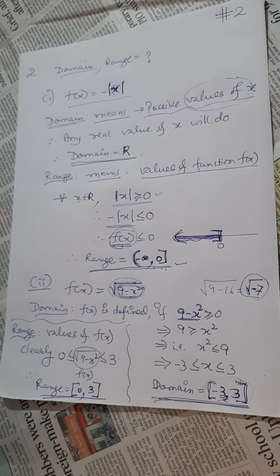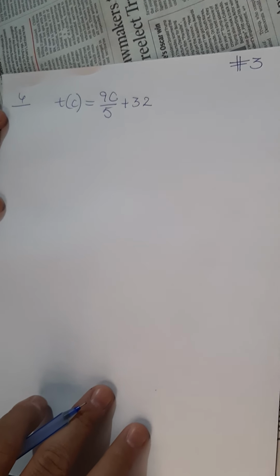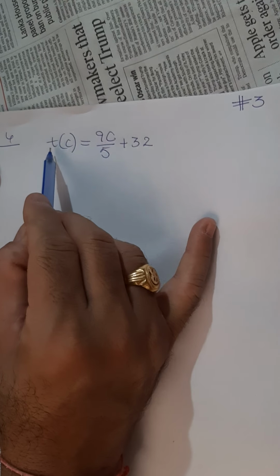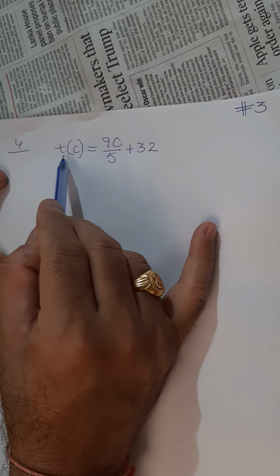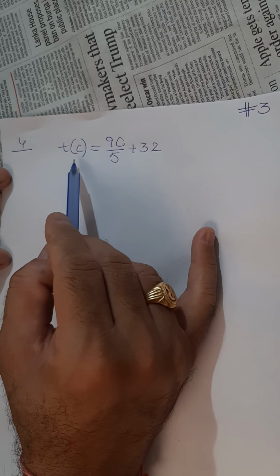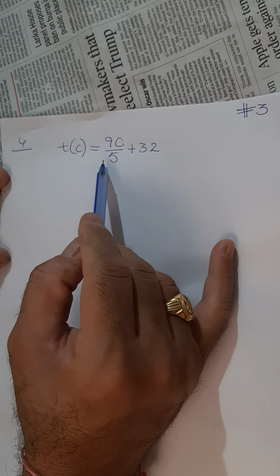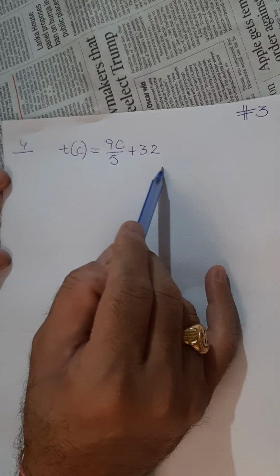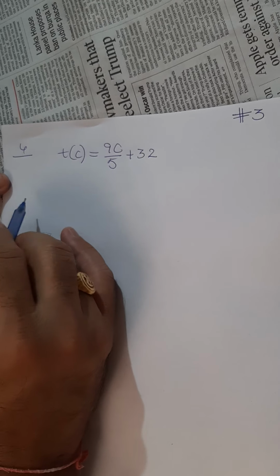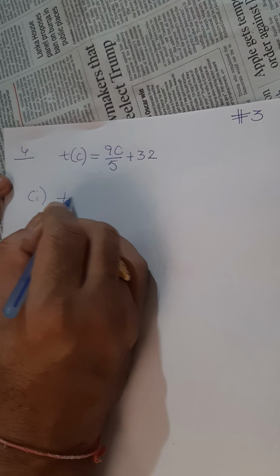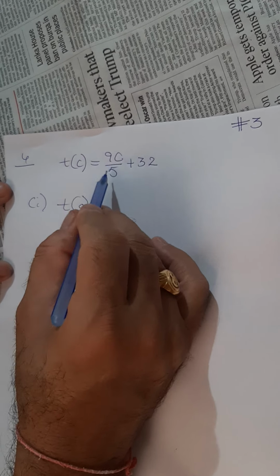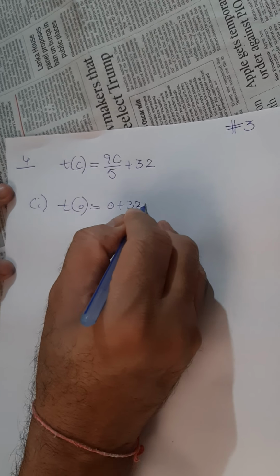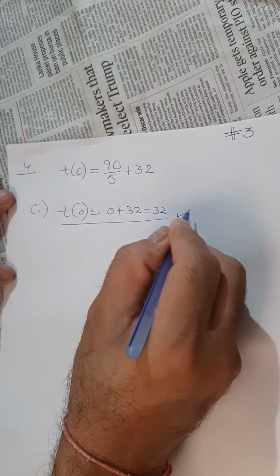This is a good question. So I'll go to the fourth question. Third is too simple. You are given one function here, function T, which maps the temperature in degrees Celsius into degrees Fahrenheit. So there's a relation you might be knowing. Now, for example, if you want to find T of 0, then it's very simple. You put here C equals 0. T of 0 means C is 0. So 0 plus 32. So here the value is 32.